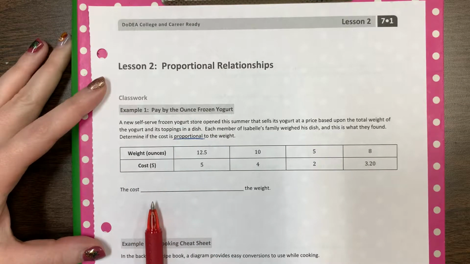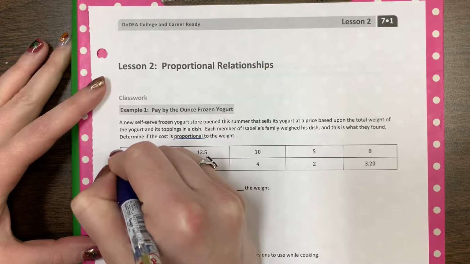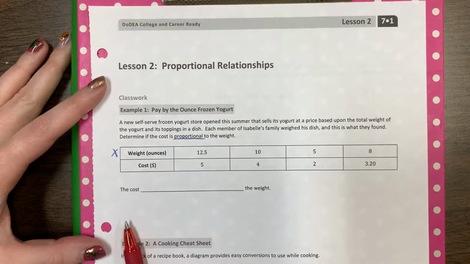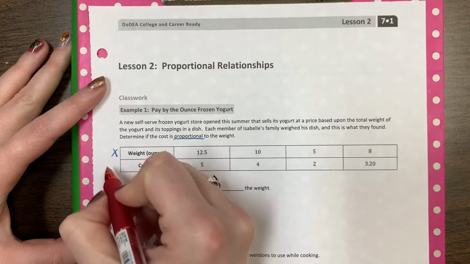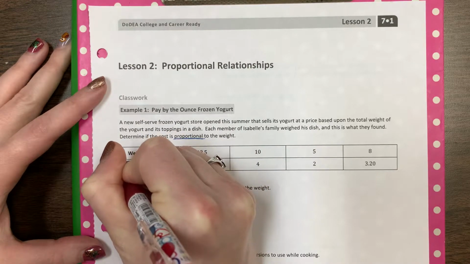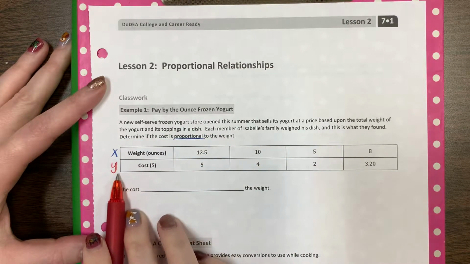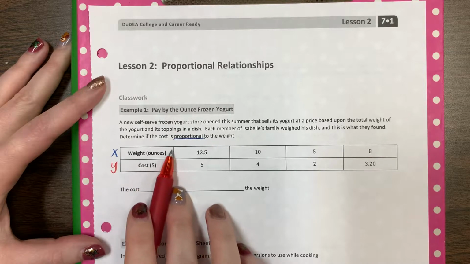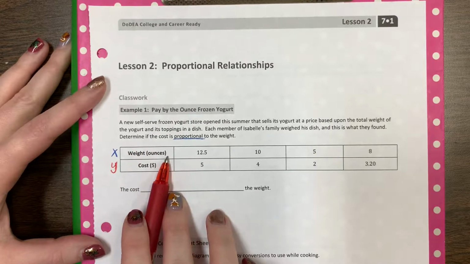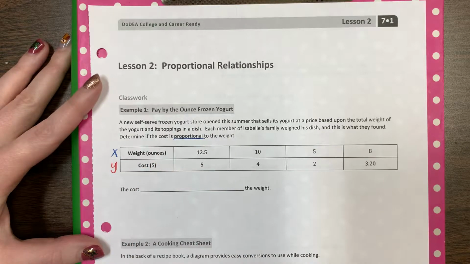Well, remember when we're typically talking about a table, the first one listed is going to be the X values, because eventually we're going to be plotting these on graphs to look at the relationships. And then the second one is typically the Y values. The reason why, remember that X is the independent variable, Y is the dependent variable. And so that means the cost depends on the weight. So if the weight goes up, the cost is going to go up.